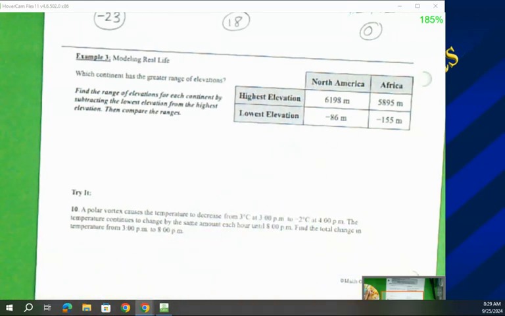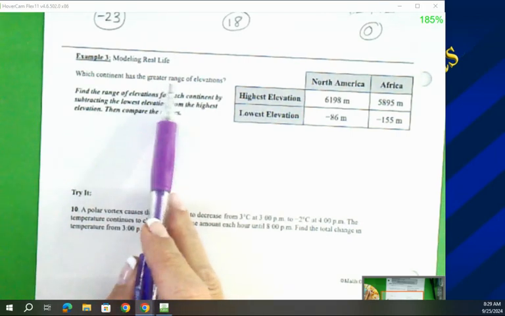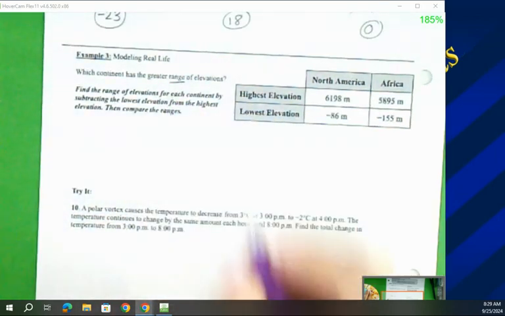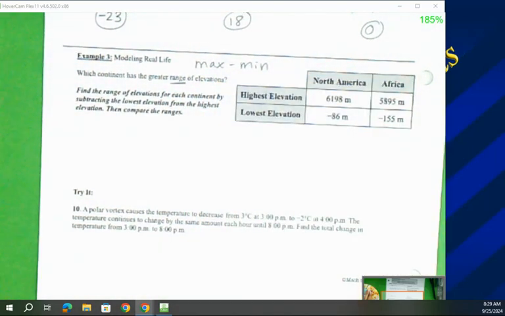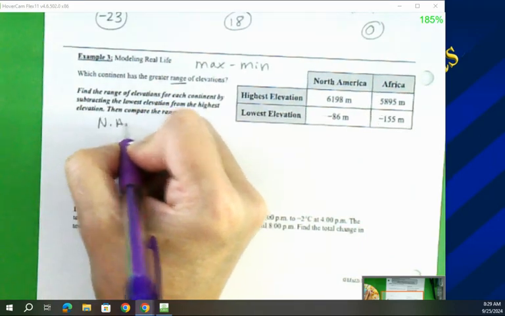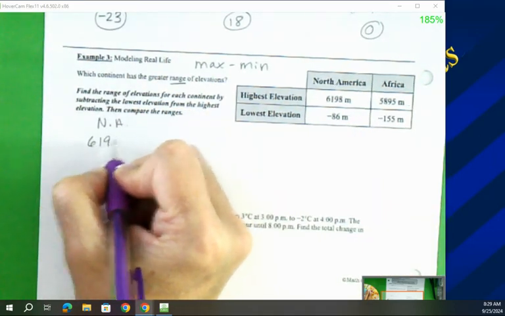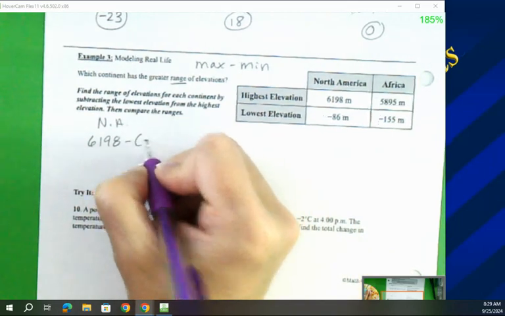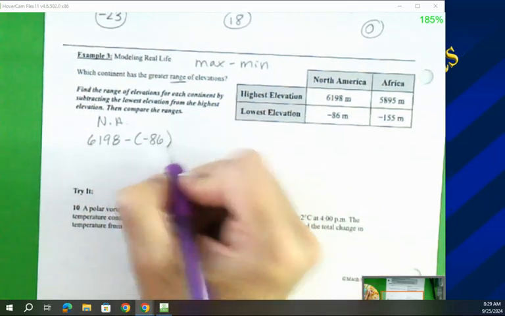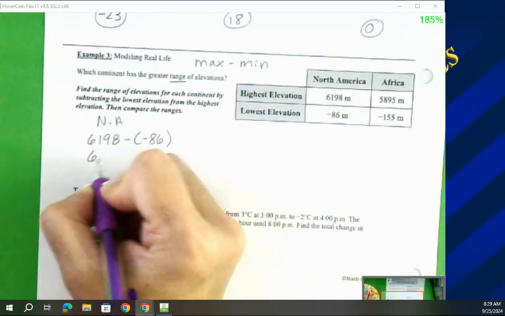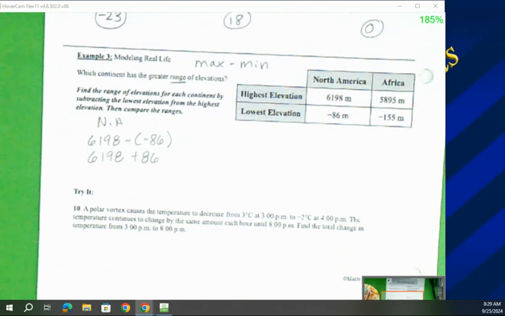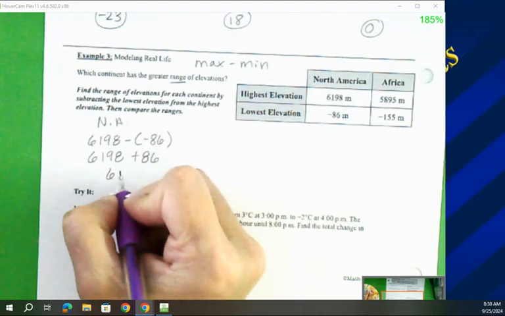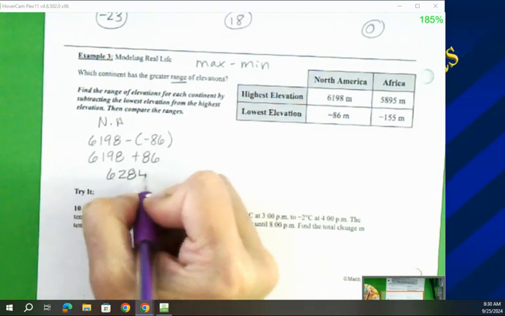So we're going to find the greater range. Okay, range means maximum minus our minimum. So for North America, we're going to have our 6,198 minus our negative 86, which changes to 6,198 plus 86. And if we add those up, we get 6,284 meters.